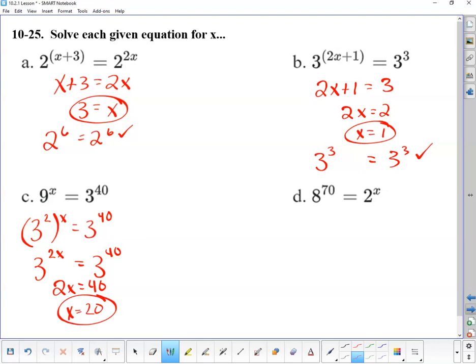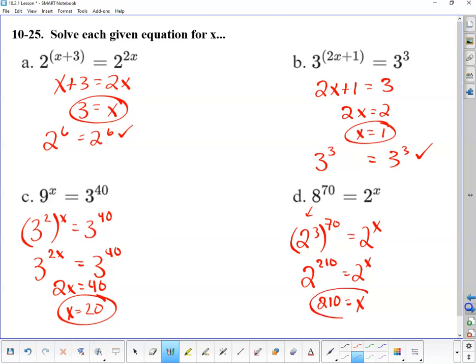And then we have here 8. 8 is equal to 2 to the power of 3. So that's 2 to the power of 3 to the 70 is equal to 2 to the power of x. 3 times 70. Wow, that's 210 is equal to 2 to the x, so we can then say that x is 210. That's a bizarre question, but guess what, folks? You just solved a massive exponent.